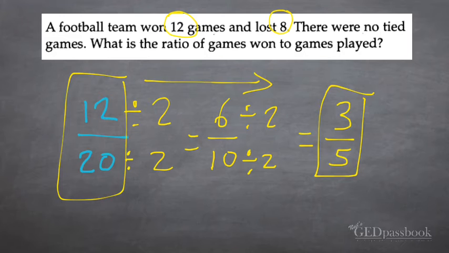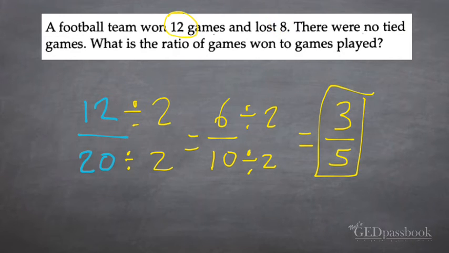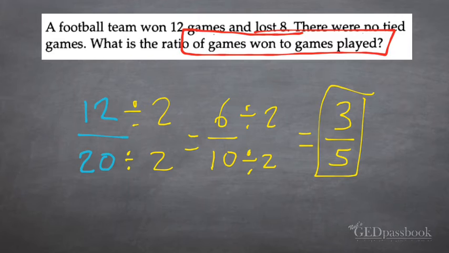It always comes down to the one thing and one thing only: the final question. What is the whatever to whatever? In this case, what is the games won to games played? This one right there is key. That's what's key.